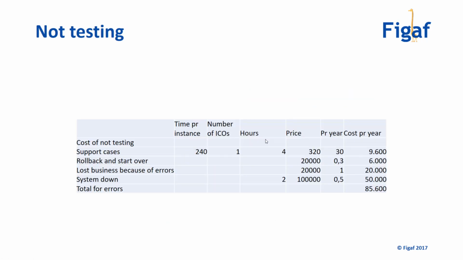So if we try to estimate some of this, there's some support cases that may be extra. I think they will probably take some more time to support each of them, and I estimate that you have maybe 30 of these a year. Probably some could be even more catastrophic, but that's like $10,000.